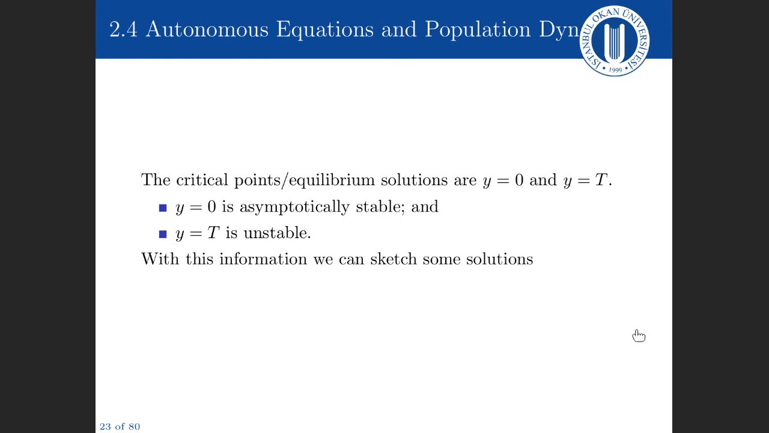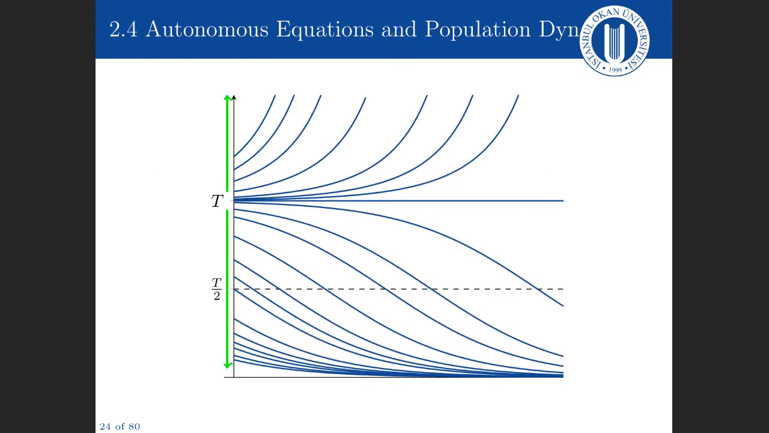With this information, we can sketch some solutions. What we do is choose somewhere to start. Let's say I start just here. The green arrow points downwards, which means the solution must go downwards. It goes down like this, and the green arrows still point downwards, so we keep going downwards. Remember, we can't cross 0, so now we have to curve upwards. We get close to 0, but we can't cross 0.